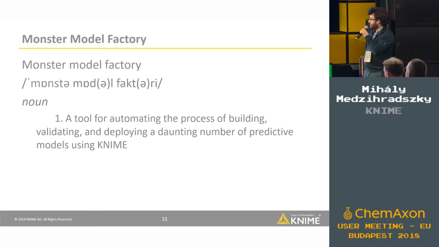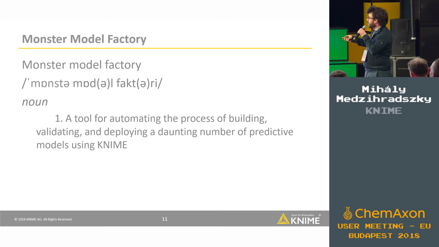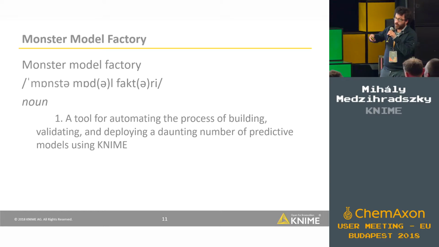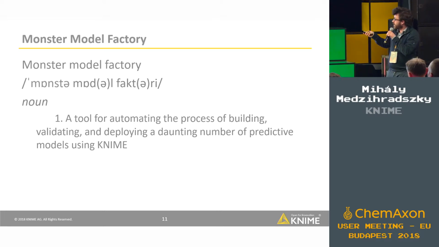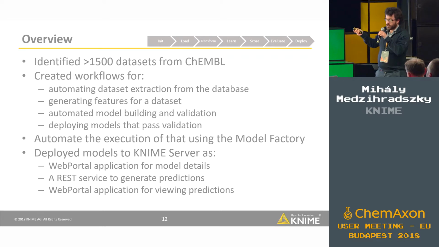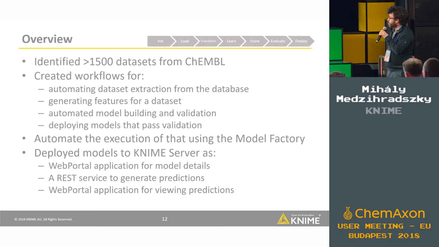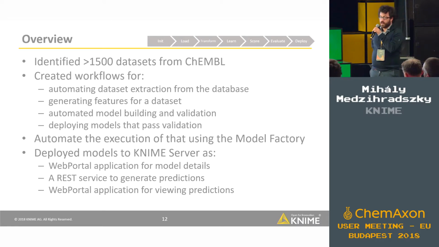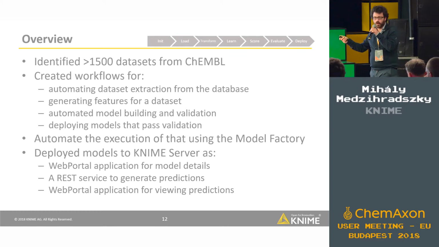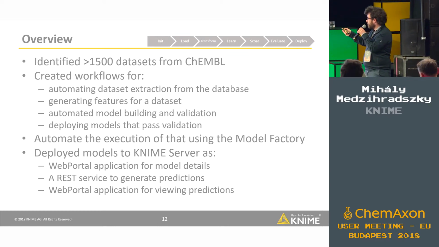We've built a model factory which was designed to handle dozens of workflows, automating the building, validation, and deployment of those workflows. Now, Greg Landrum, who's a much better presenter than myself, did a talk at our summit where we demonstrated a monster model factory, where what we did was we identified 1,500 data sets from ChEMBL, and we've created workflows for automating the extraction of those data sets, generating the features, building the models and validating them and deploying them once they pass the validation. And we used the model factory we built last year, which is basically just a set of KNIME workflows that we make freely available for anybody who wants to reuse them.